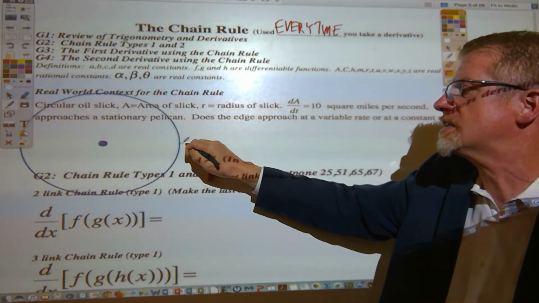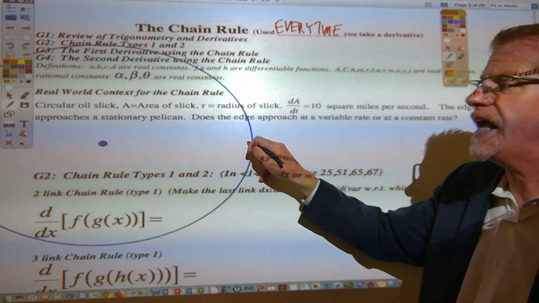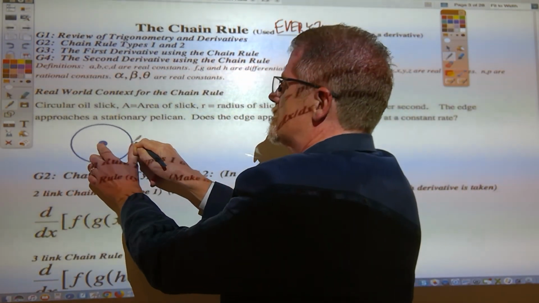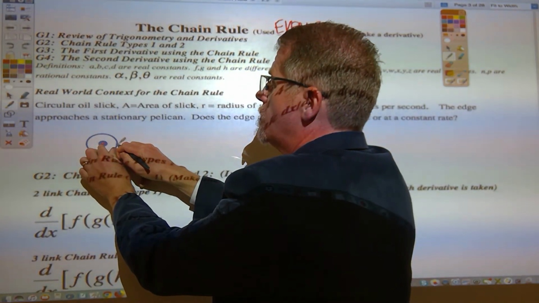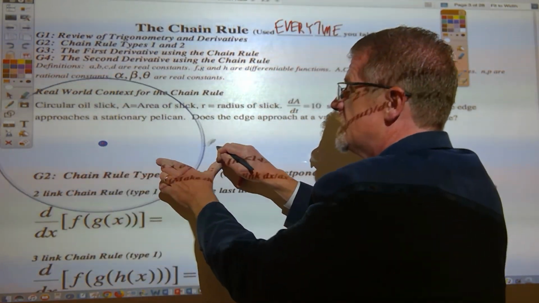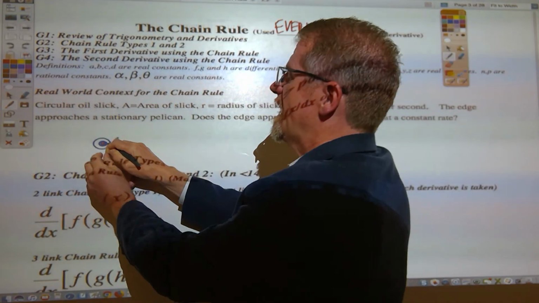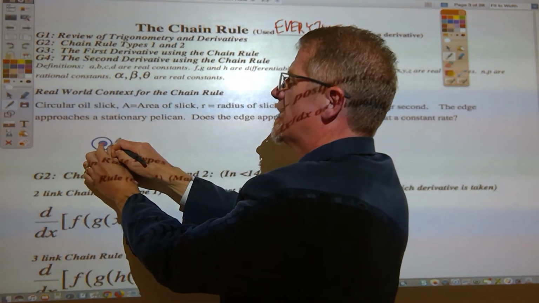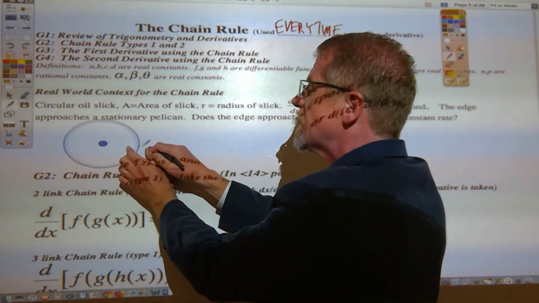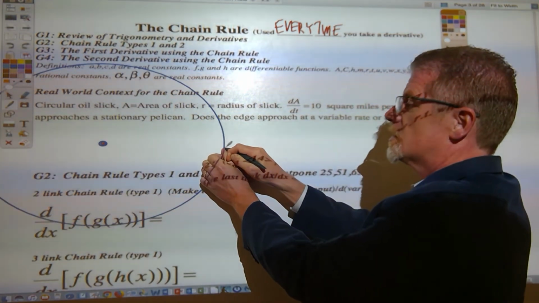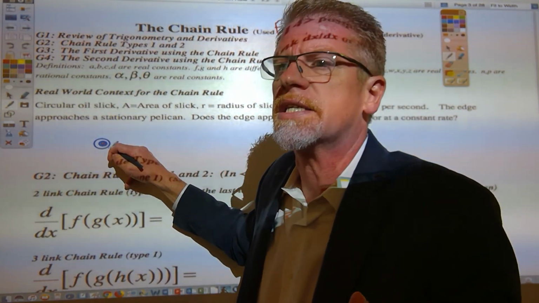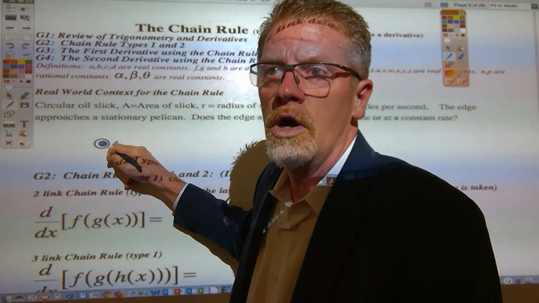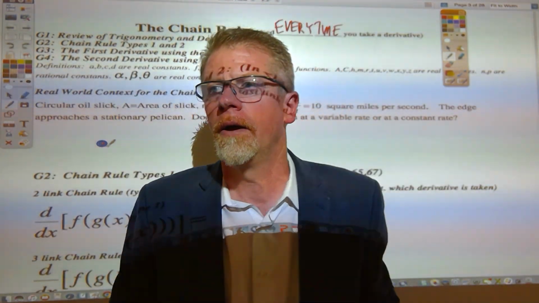Is it constant speed of advancing edge? Is the advancing edge going to increase at a constant rate? At an increasing rate where it's slow at first, and then it speeds up? Or is the edge of the oil slick going to advance at a decreasing rate where it's fast at first, and then as time goes on, it slows down? Constant, increasing, or decreasing? Go ahead and talk now with your shoulder partner.